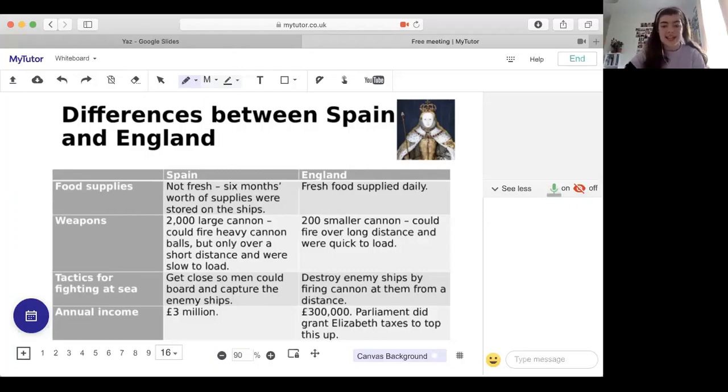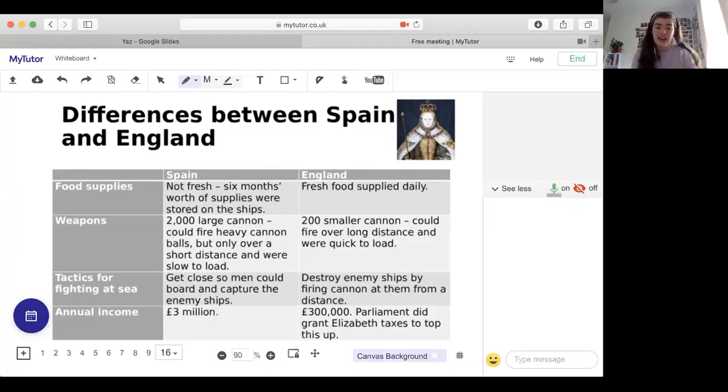Tactics for fighting at sea. So the Spanish tactic was get close so men could board and capture the enemy ships, but the English tactic was destroy enemy ships by firing cannons at them from a distance, and therefore not letting the Spanish get close enough to board their ships, which is quite effective, as we'll see.